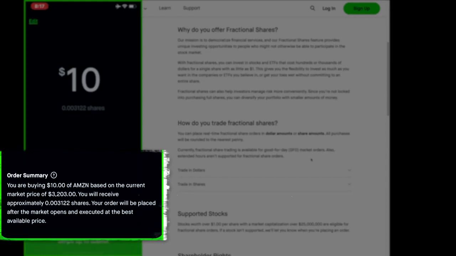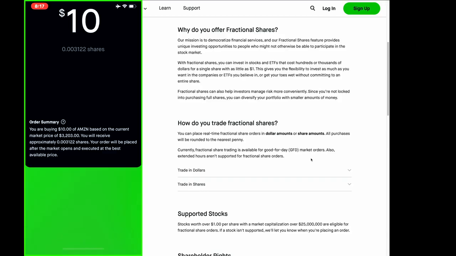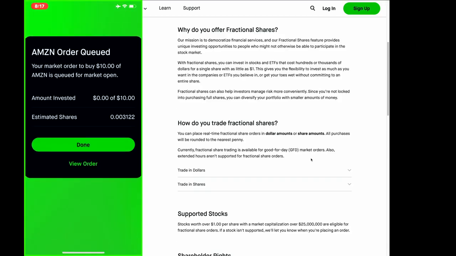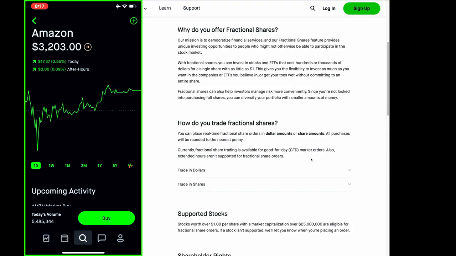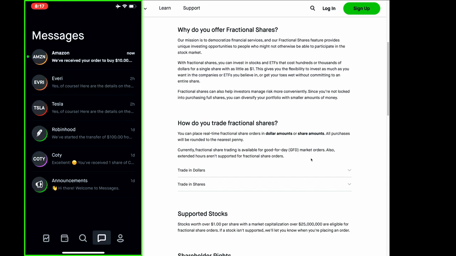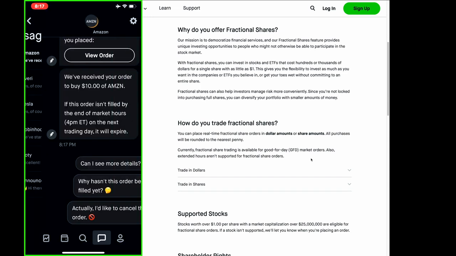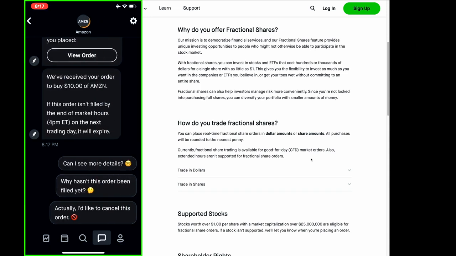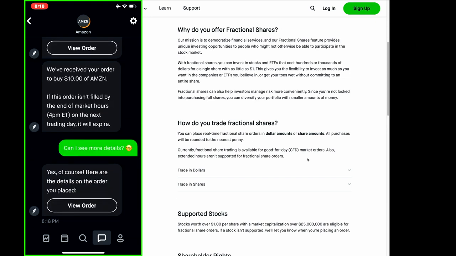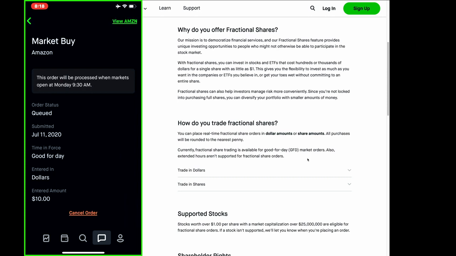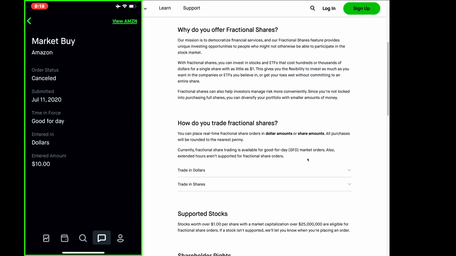Now you see the order at the bottom summary. Let's swipe up, and bingo. Now you see the new $10 order and I say done. Let's go into messages and now you see your Amazon order and it says this order will be filled. Okay, so you see the summary again and you want to see more details, so you just click this down below, view that order, and you see right there it's queued up for Monday morning and it's $10. I'm going to go ahead and cancel that one and we're going to go back.